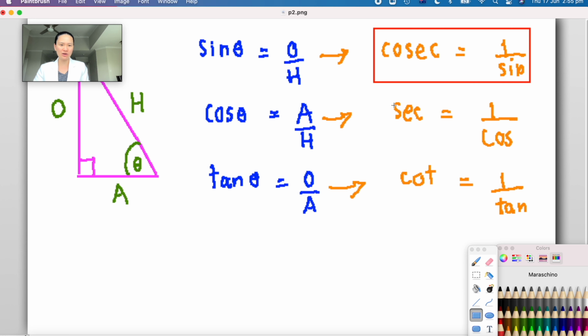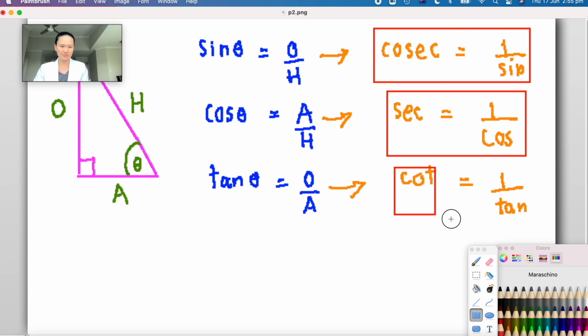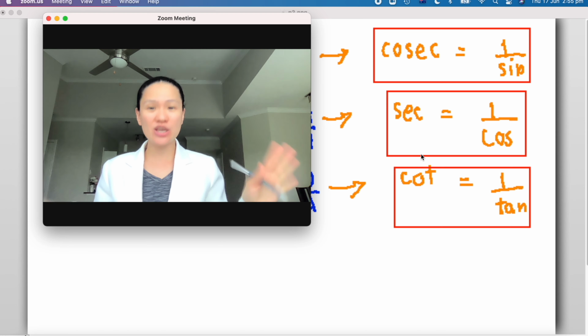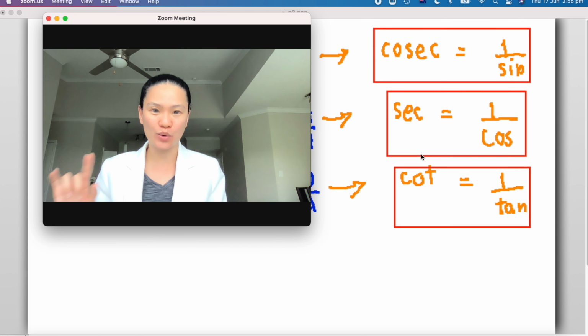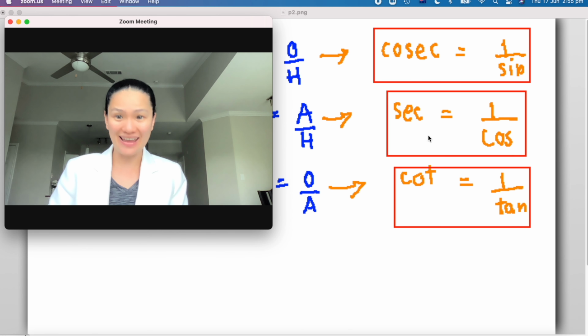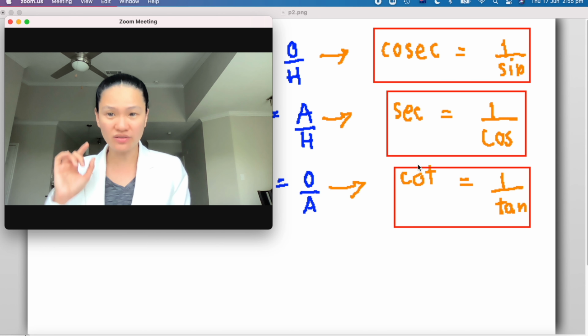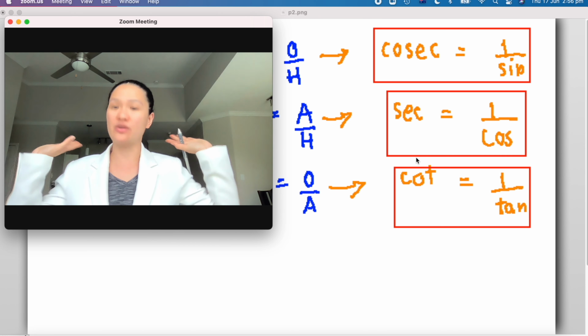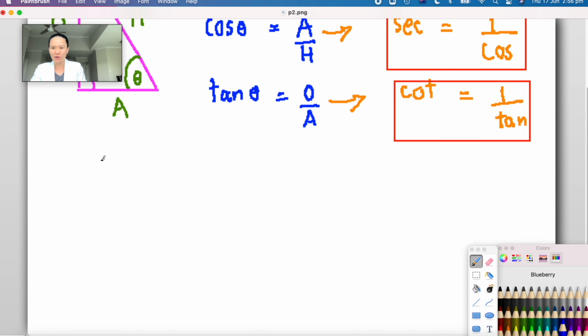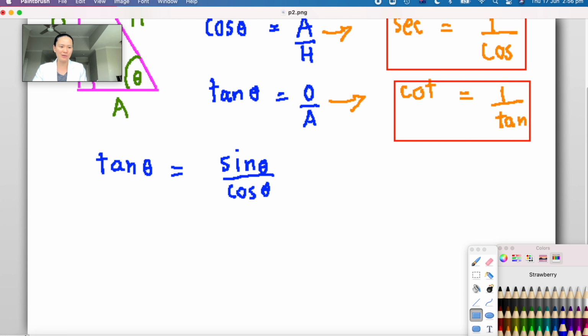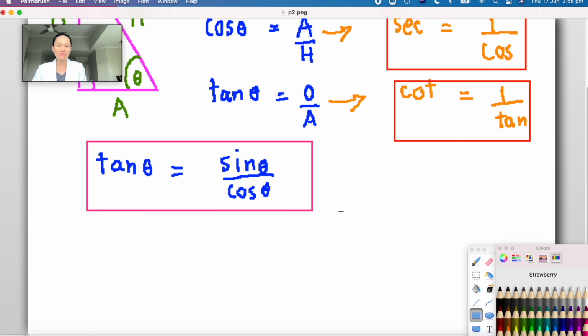Okay, I give you all the frames here. Does this make sense? We're going to apply all of these rules, sine cosec, cos sec, tan cot, in our question soon. So you need to understand all the rules. Next one that you need to know as well is tan theta, or tan x or whatever, equals sine divided by cos. I'm going to give you the frame here as well.